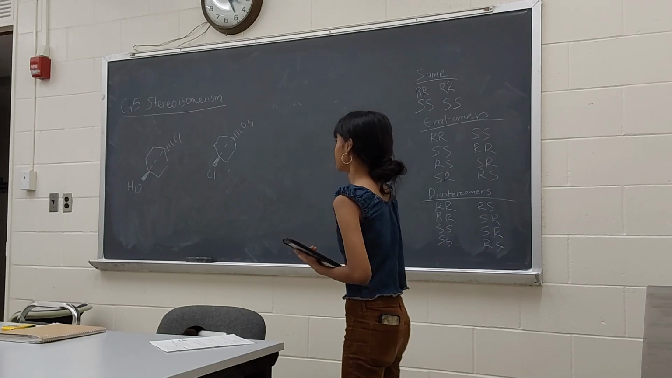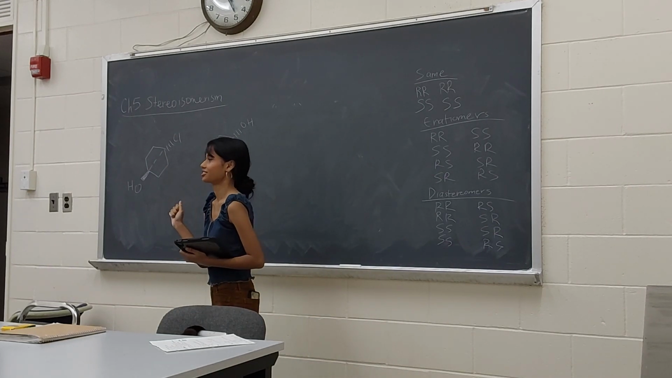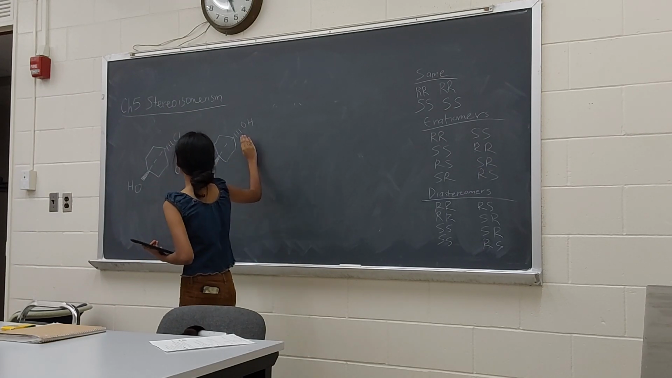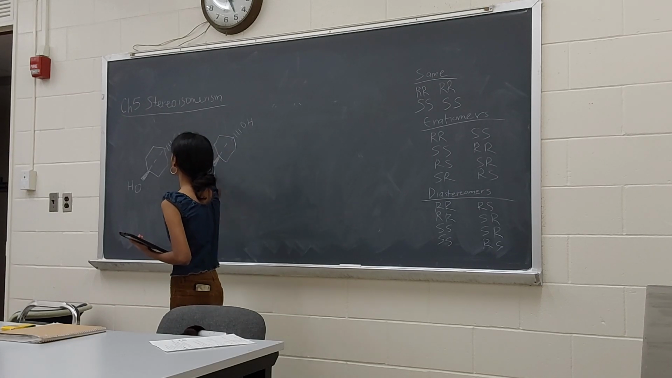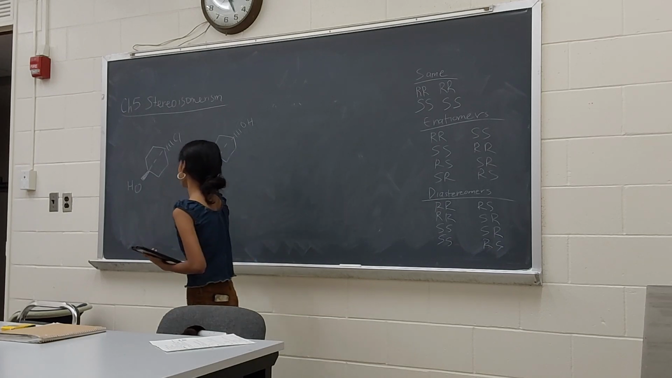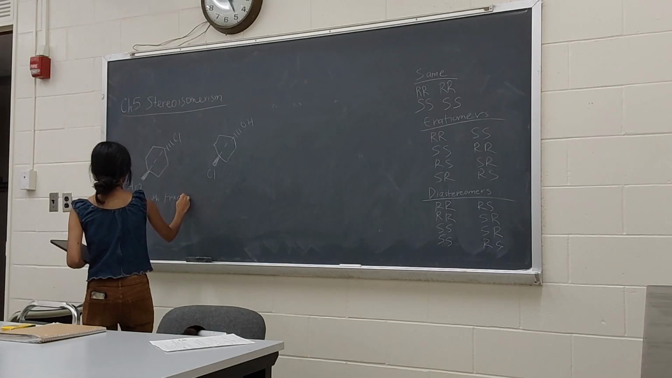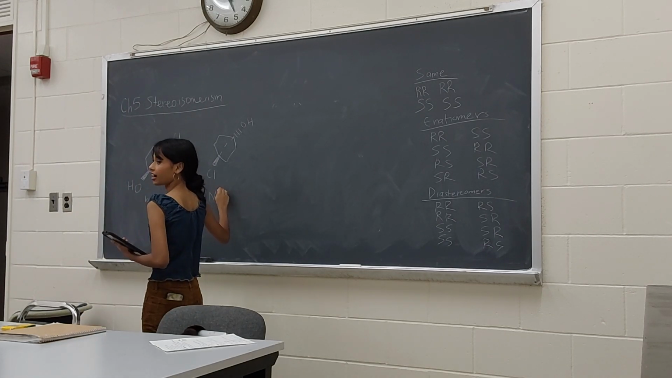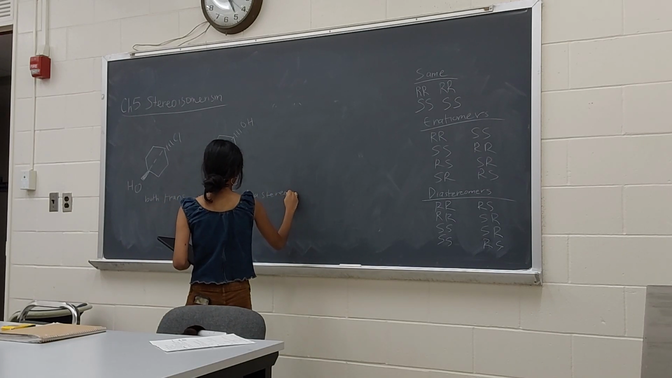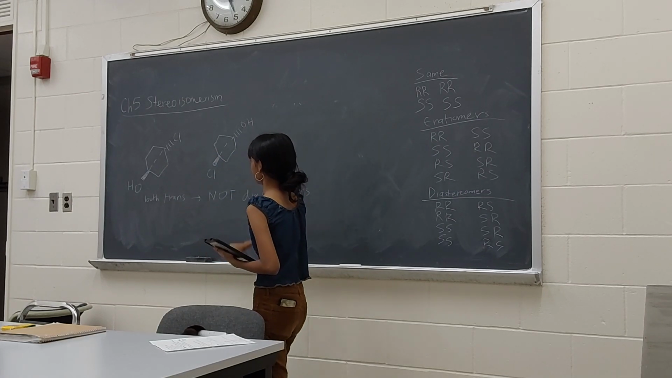Not only do we see a plane of symmetry, what else do we notice? You guys saw, OH was wedged here, now it's dash, so there's one dash, one wedge, right? So they're trans, and what does that mean? So they can't be diastereomers. Is it trans? One is up, one is down.